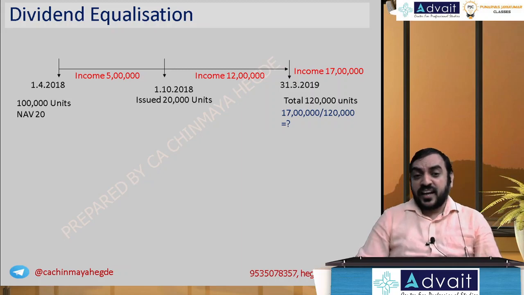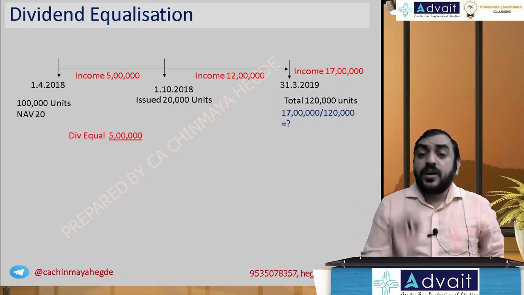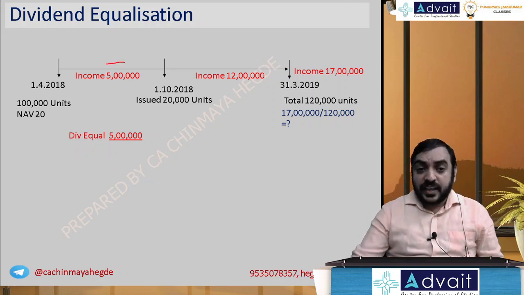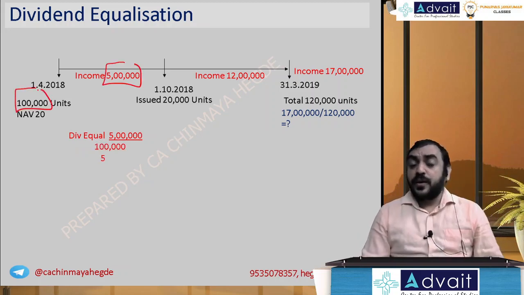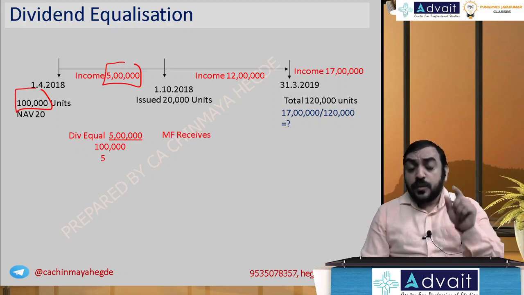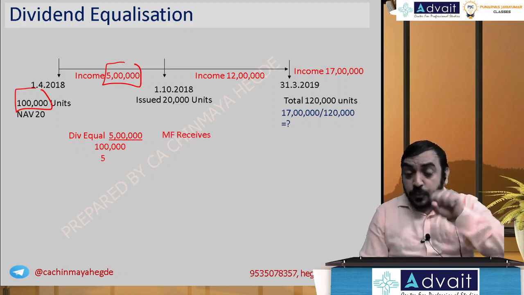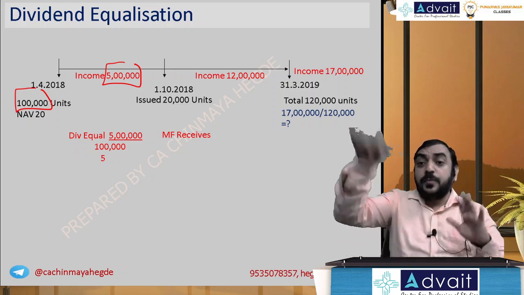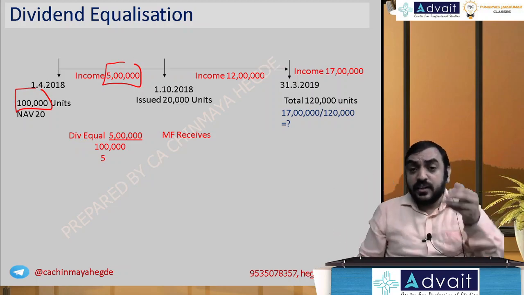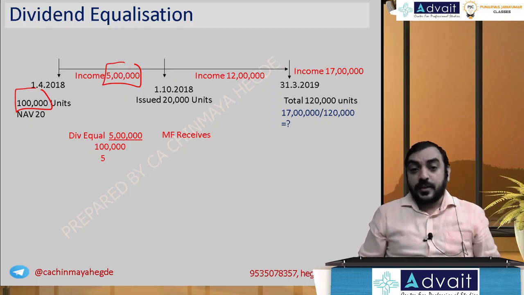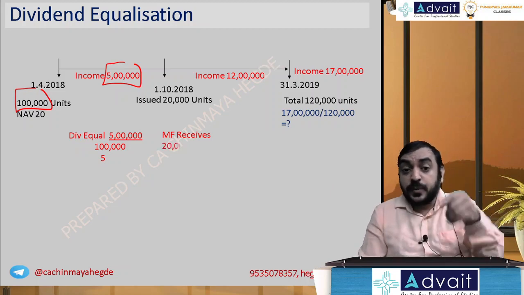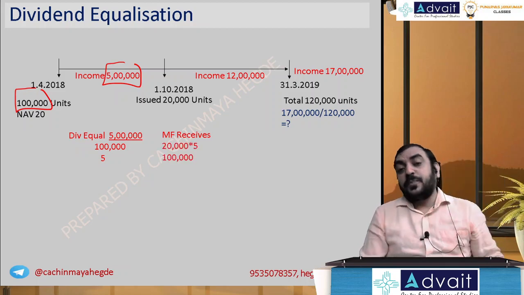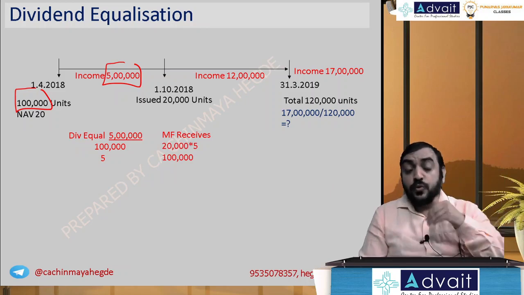How are we going to calculate now? Same thing. How much income earned per unit basis? 5 lakh income earned by 1 lakh units. So 5 per unit. So the mutual fund will collect this 5 rupees from these 20,000 people. Later, when we give everybody the dividend, they will be rightly compensated. So these 20,000 units people, they should also pay 5 rupees. So they should pay 1 lakh rupees.